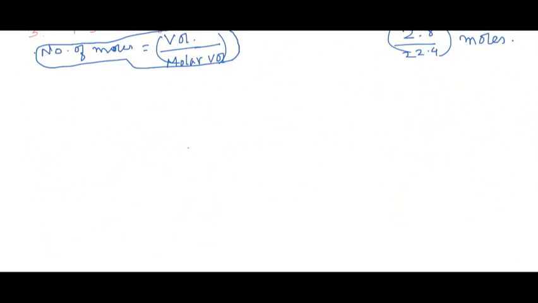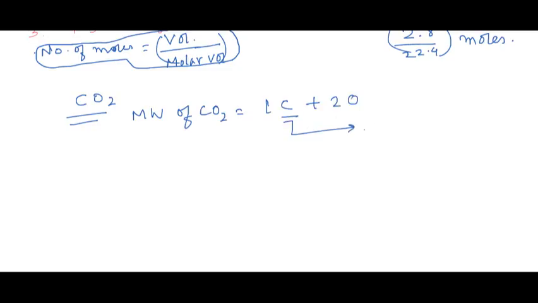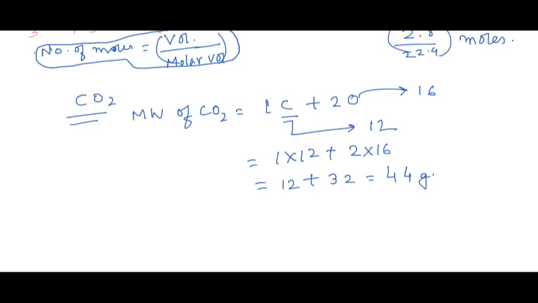Now in this problem I have to calculate the mass of 2.8 liters of carbon dioxide. So how to calculate the mass? Now it is CO2. First of all, what is the molecular weight of CO2? How do I calculate? It's basically 1C plus 2O, correct? So what is the atomic weight of C? It is 12. And what is the atomic weight of oxygen? It is 16. So the total will be 1 into 12 plus 2 into 16. So it will be 12 plus 32, and 44 grams.